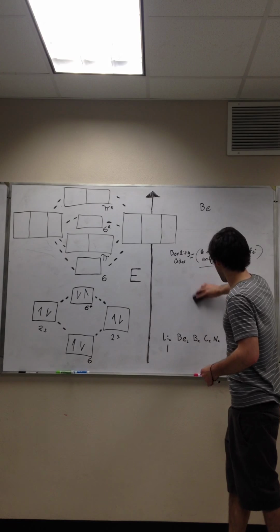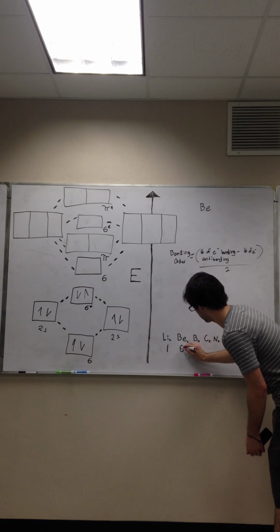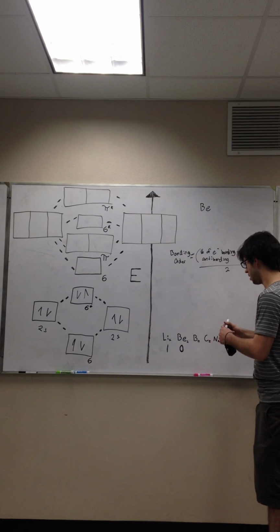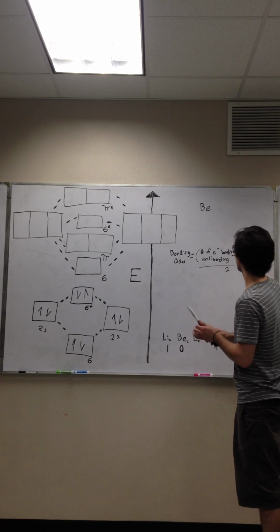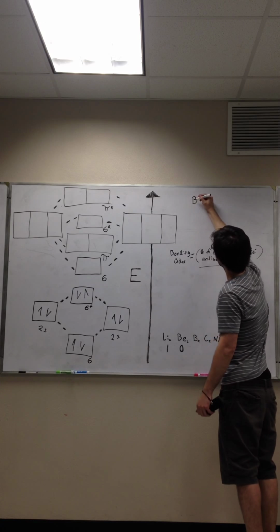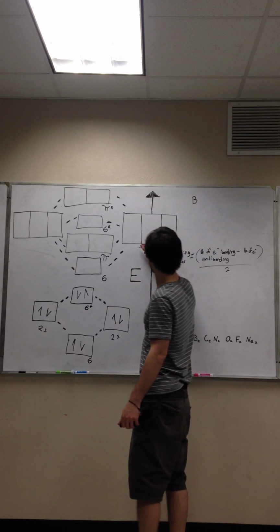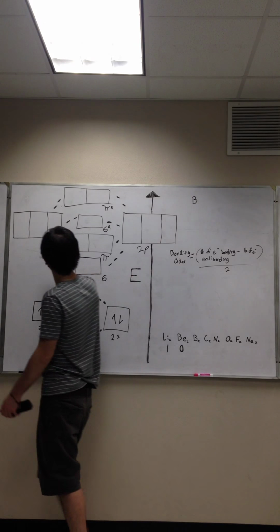So let's take a look at our next one. I'll write that down: beryllium has a bond order of 0. Now, when we take a look at boron, the first thing we notice is that we have our first set of valence electrons occupying the 2p orbital.